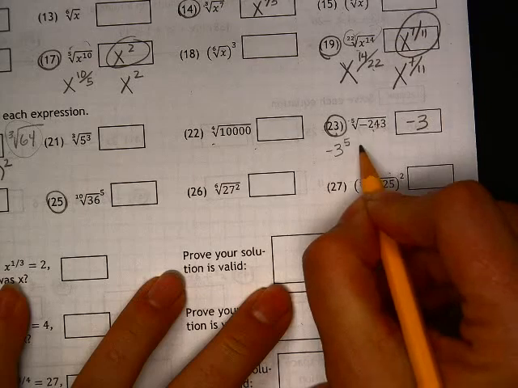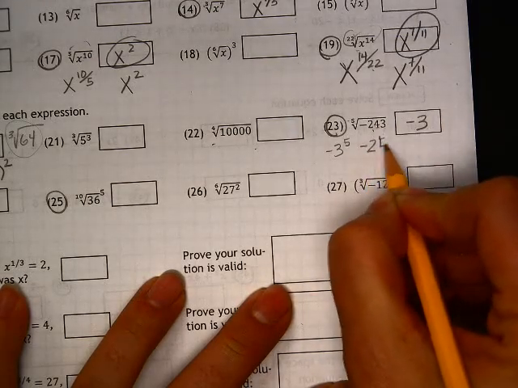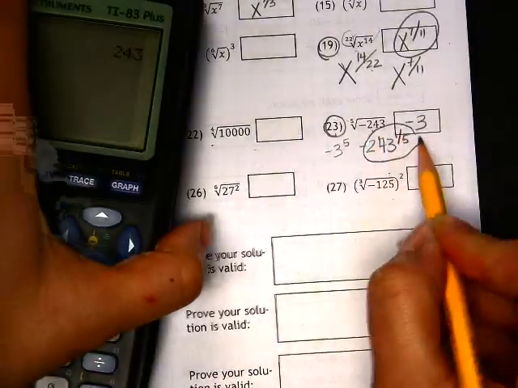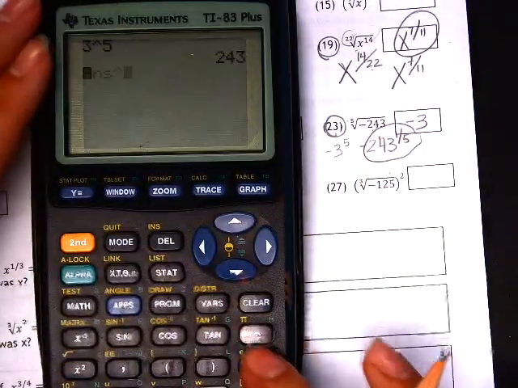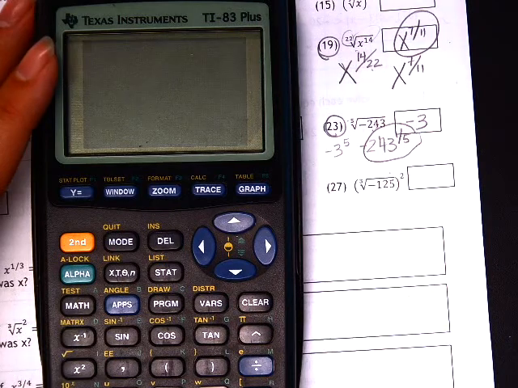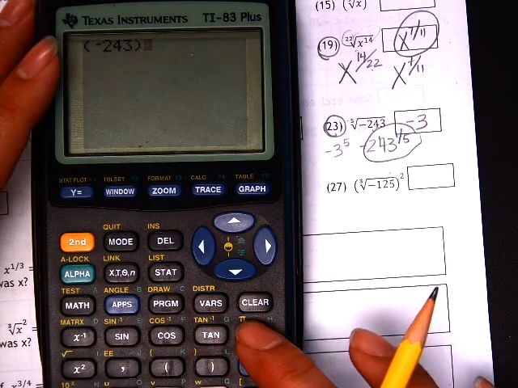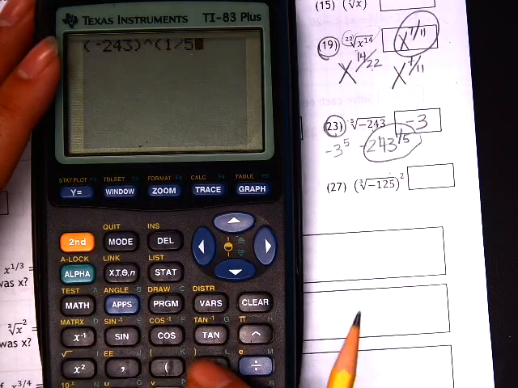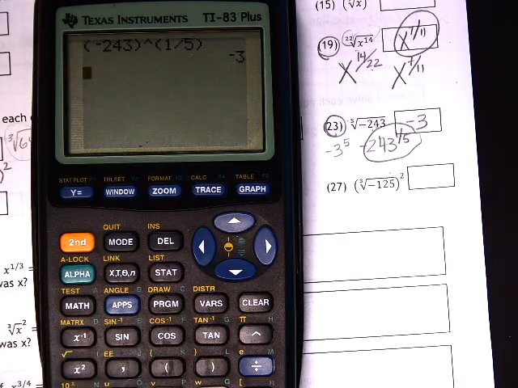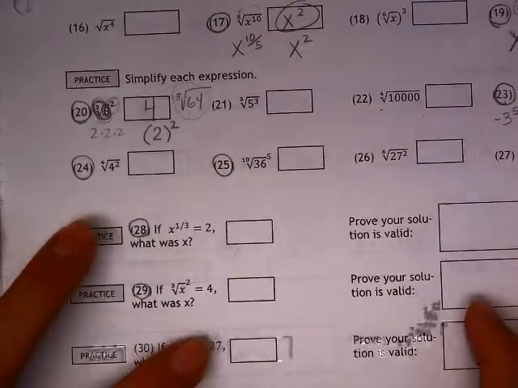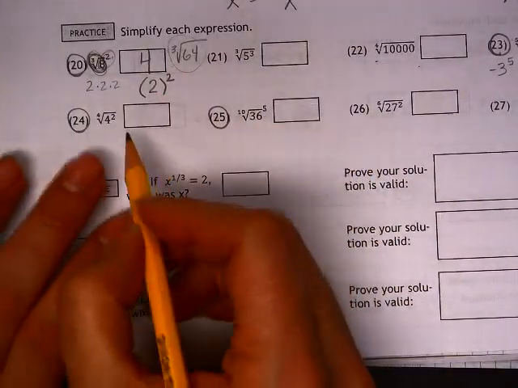Now, to write this as a fractional, 243 to the 1/5 enables us to then plug all that stuff into our calculator. So we could do negative 243 to the 1/5 power, and voila, we get our negative 3. Go calculators.